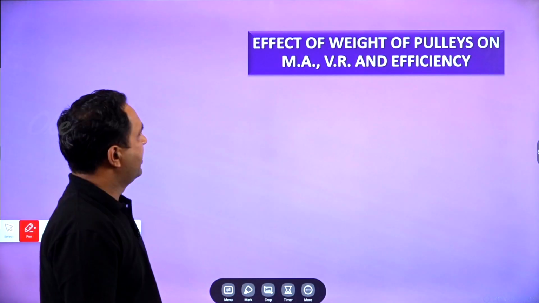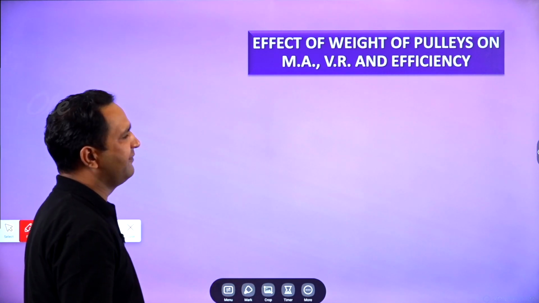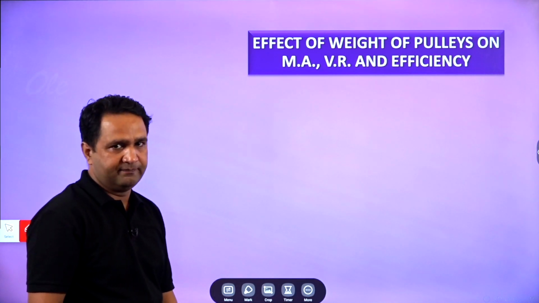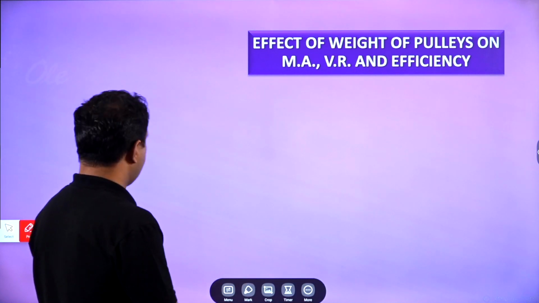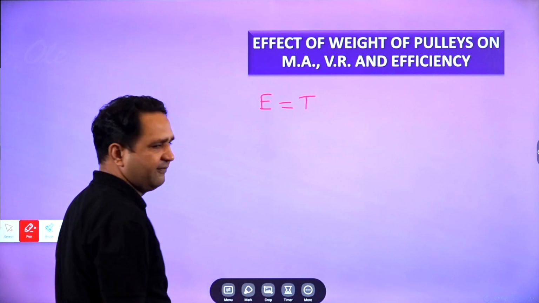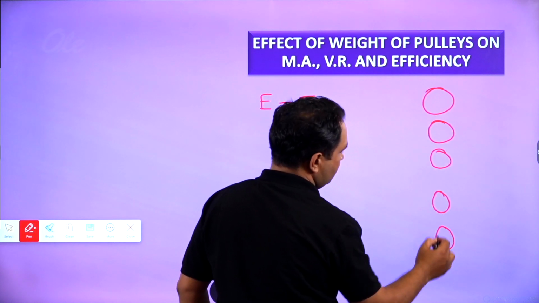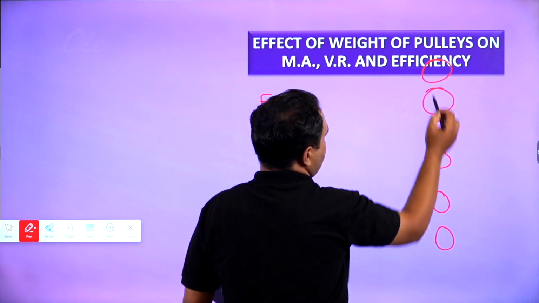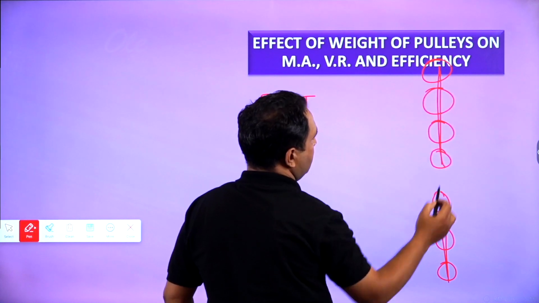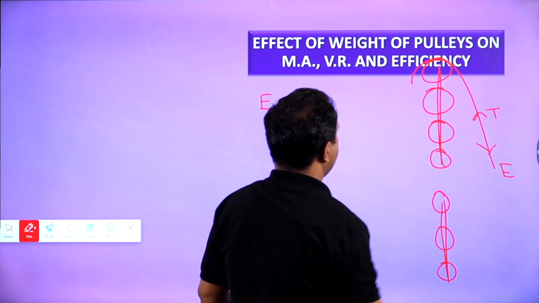Moving ahead. Okay, now let's see what will be the effect of weight of pulleys on MA, VR and efficiency. Suppose that n number of pulleys we are using, right? Then in that case, what will be the value of effort? E is equal to T. Effort doesn't depend upon number of pulleys. Suppose that we are using 5 pulleys or we can use 7 pulleys, right? These are the lower part and these are the upper part. So effort will be equal to T only.